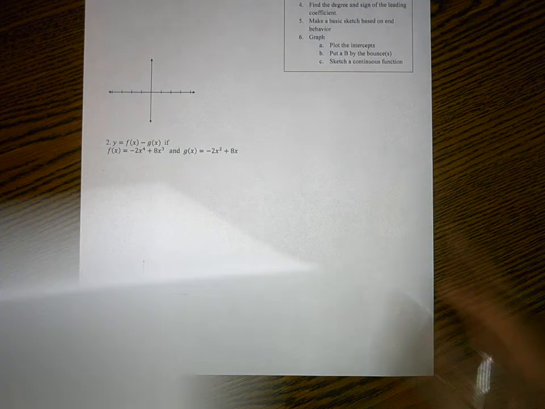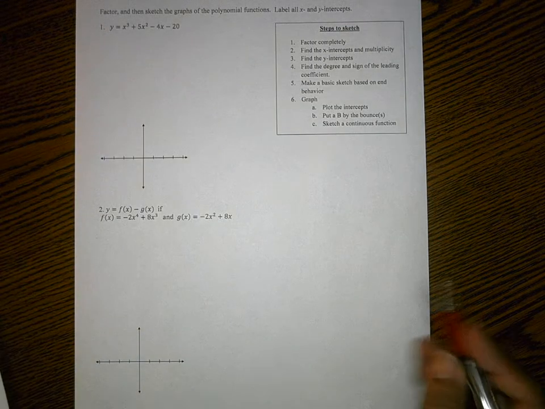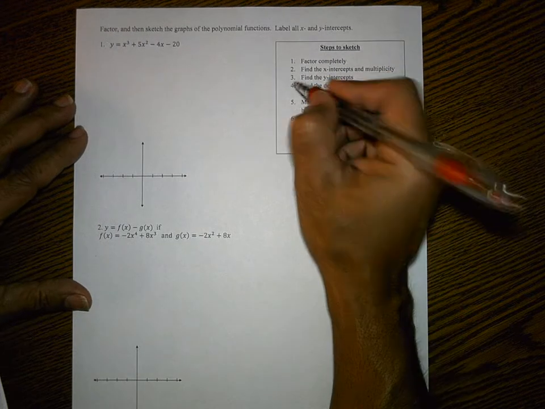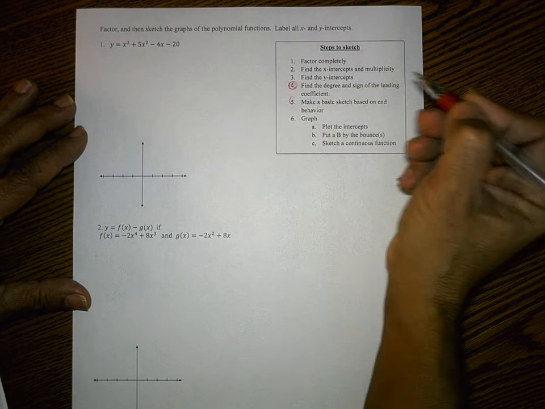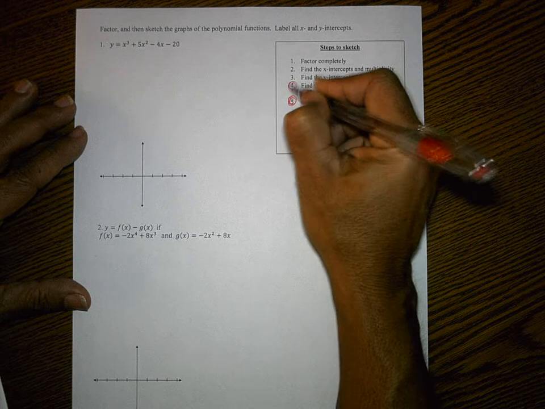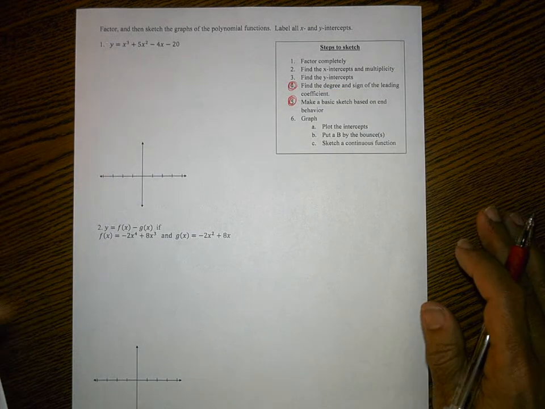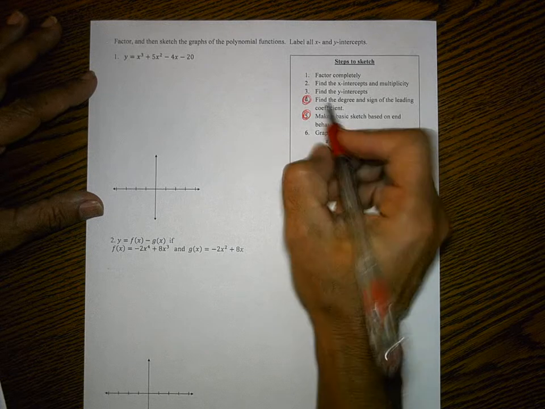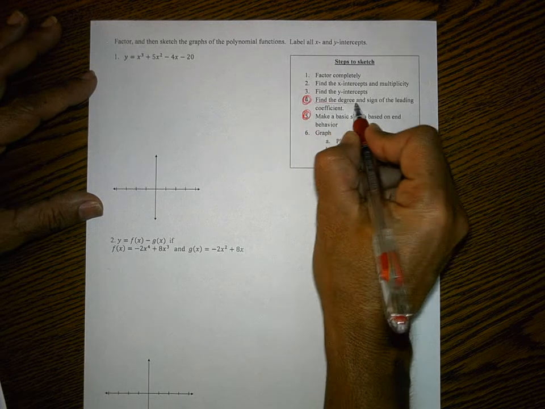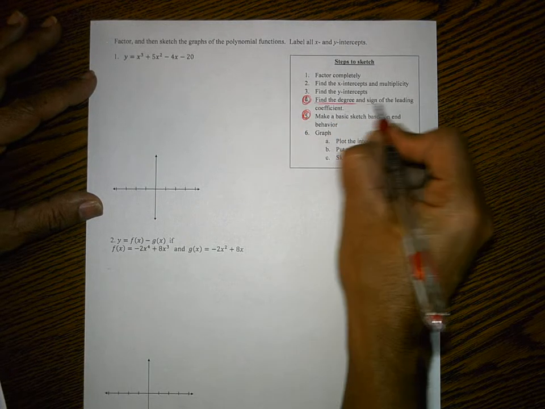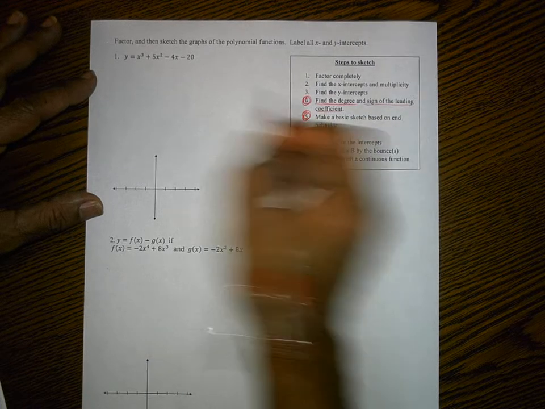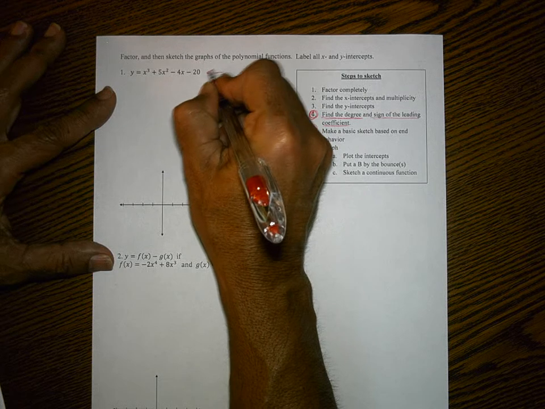All right, so let's start one from beginning to end. We're going to factor completely. That's step number 1. Wait a minute. Let me break my rule here already. I want to go to step number 4 and step number 5. One of these days I'm going to remember to switch those steps. For some reason, I like looking at the degree and the sign of the leading coefficient from the standard form, because that's how we started with objective 1, I believe.